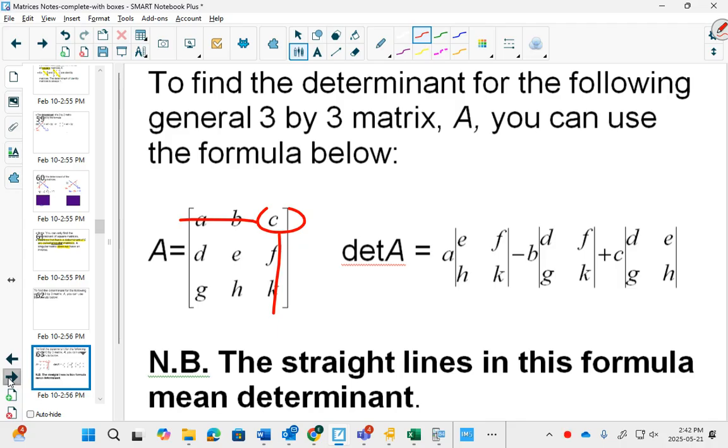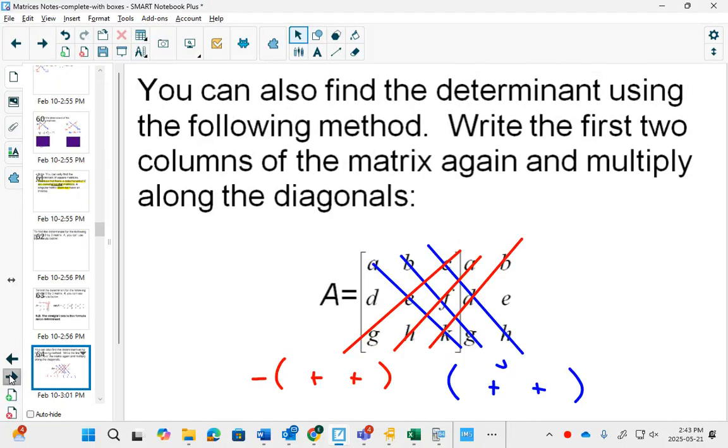But I'm going to show you an easier visual definition to figure out the determinant. So, this is the easier definition.